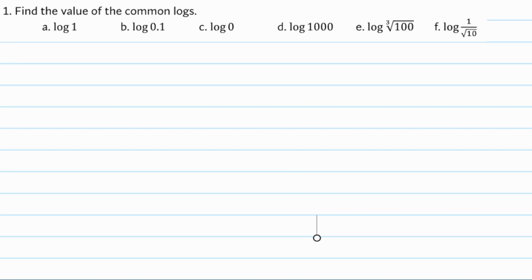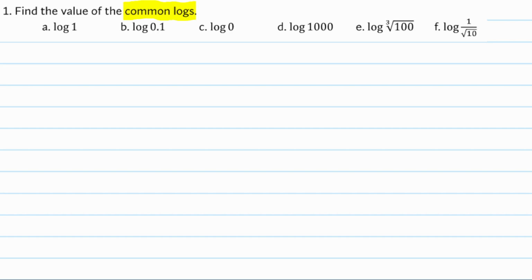So we're going to start by finding the value of the common logs. By common logs, we mean logs with base 10. So remember what I said in class, if we see that log and it doesn't have a base on it, we assume it means 10. It's not a terribly popular logarithm in mathematics. It is kind of popular in science, so we need to be able to work with this one.